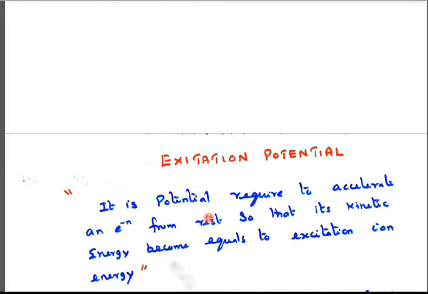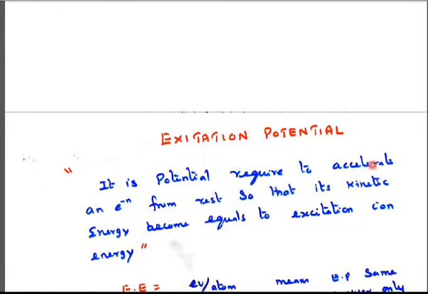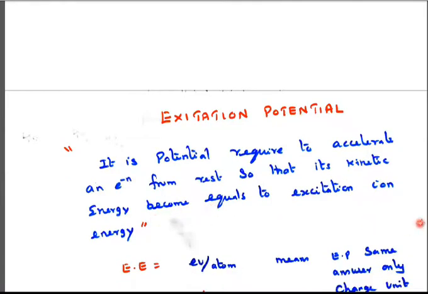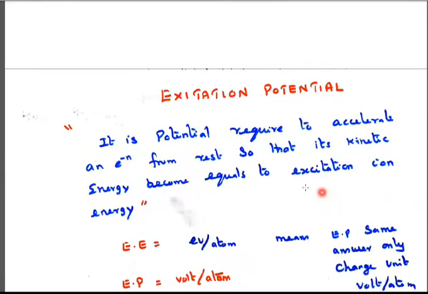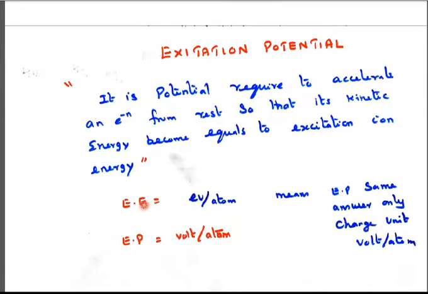Then excitation potential. It is the potential required to accelerate the electron from rest so that the kinetic energy becomes equal to the excitation energy. So here excitation energy is in electron volt per atom, and excitation potential means volt per atom. Even here, after finding the excitation potential, just change the unit from electron volt to volt, and per atom is the same.